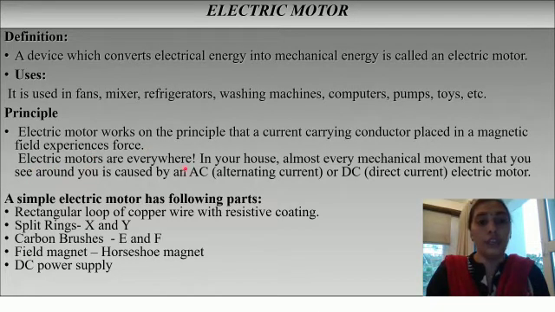Electric motors are everywhere in your house. Almost every mechanical movement that you see around you is caused by an AC, that is an alternating current, or DC, that is direct current electric motor. Let us first begin with a direct current electric motor.